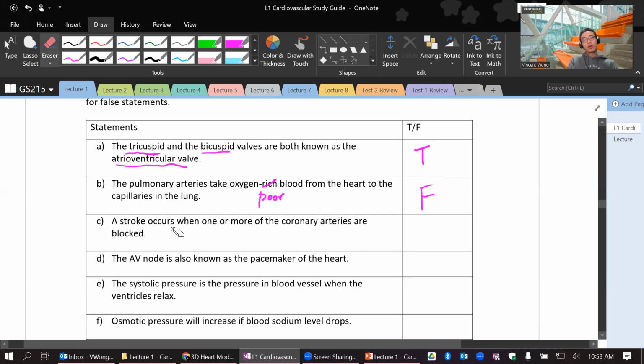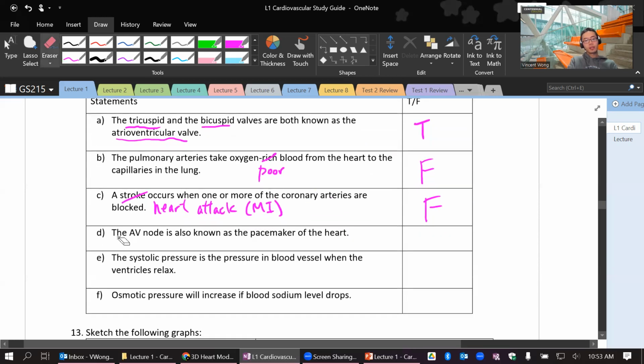A stroke occurs when one or more of the coronary arteries are blocked. We just talked about this. This is false. Coronary arteries, if you block them, you will get a heart attack. Fancy word for heart attack is MI, myocardial infarction.